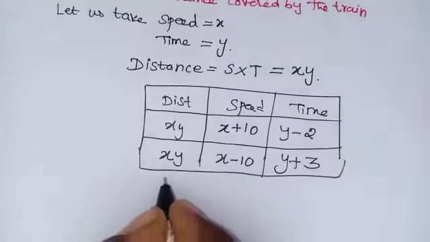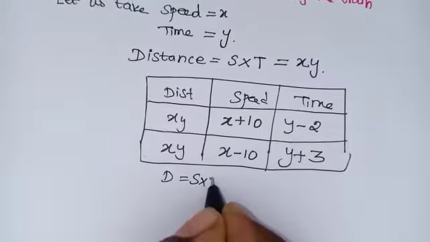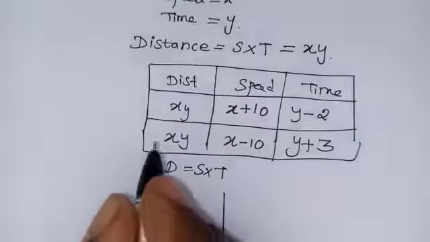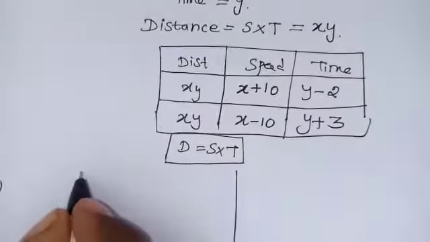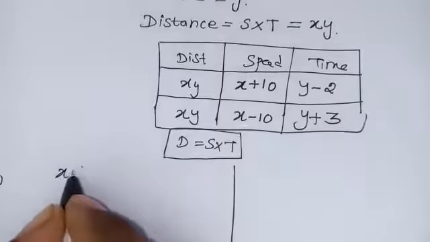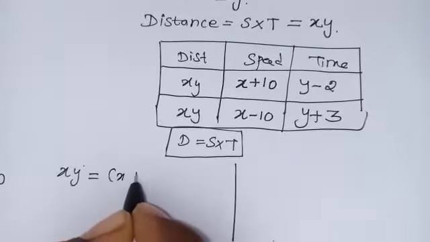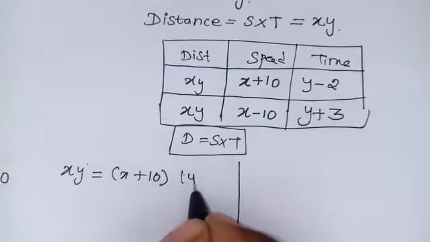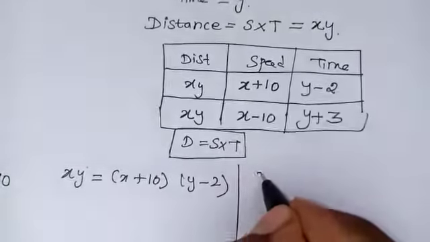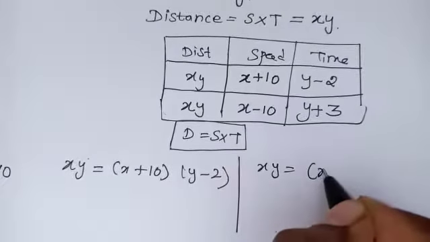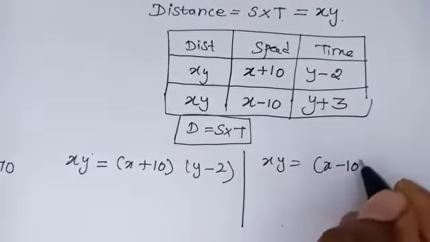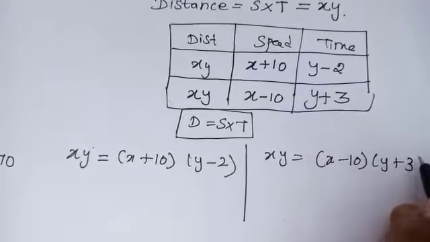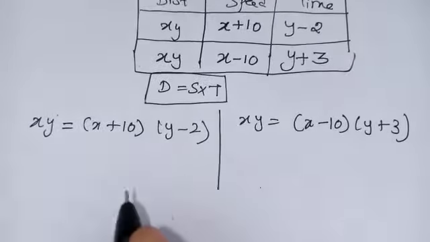We all know that distance is equal to speed into time. So we are going to write the two conditions with the use of this only. So the first equation, distance is equal to speed into time. That is our first case. Here our second case, again distance is equal to speed into time. Here the speed is x minus 10, time is y plus 3. So x minus 10 into y plus 3 we have to take. By simplifying this, we can get the equation very easily.